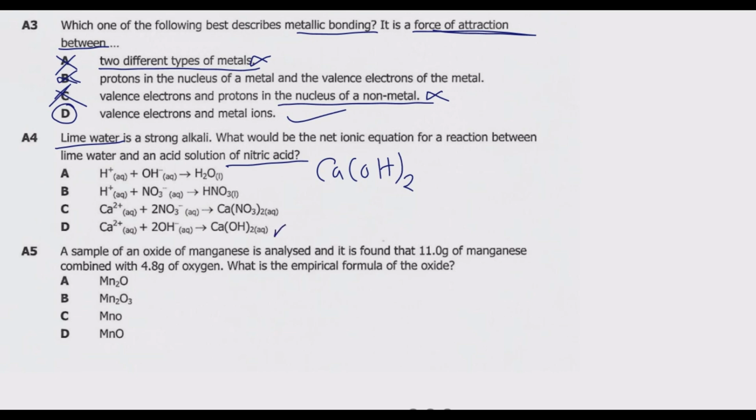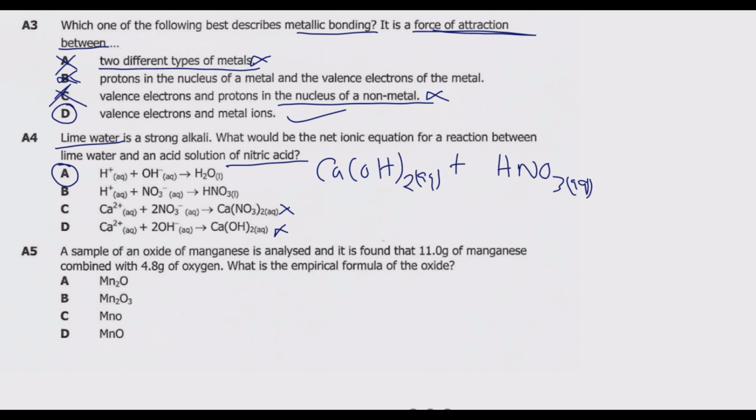Here there is no water in the ionic equation. There is no water here. There is, so from here you can see that A is the best answer. But just to demonstrate how to get it, this is calcium hydroxide, aqueous. Then we add nitric acid, which is HNO3, aqueous also.